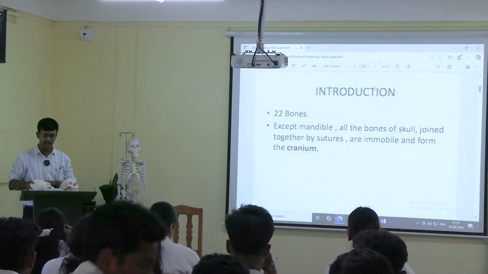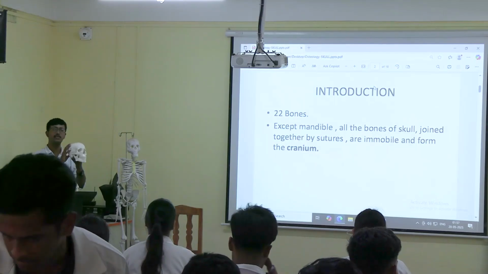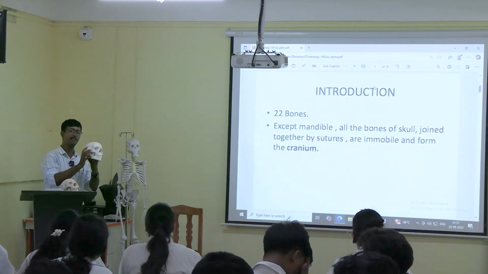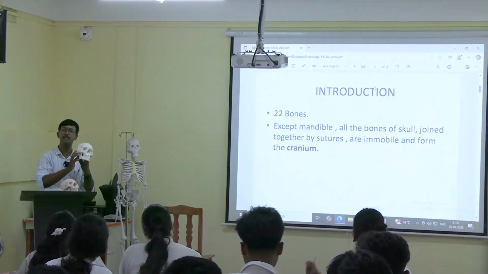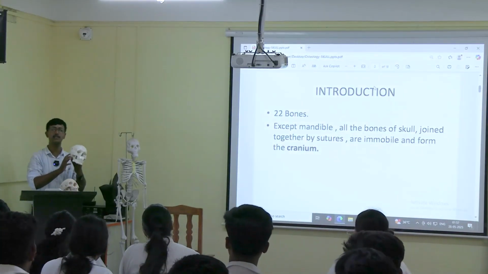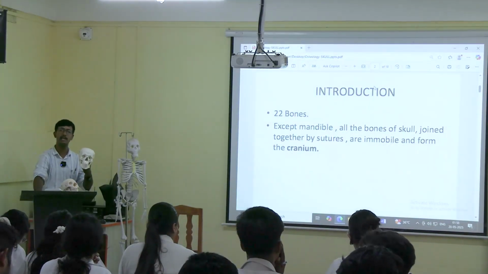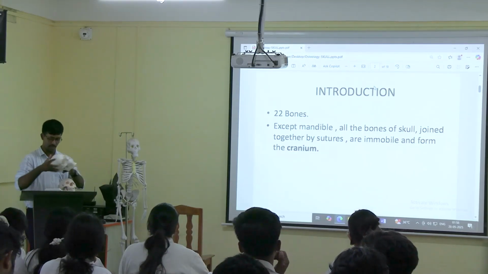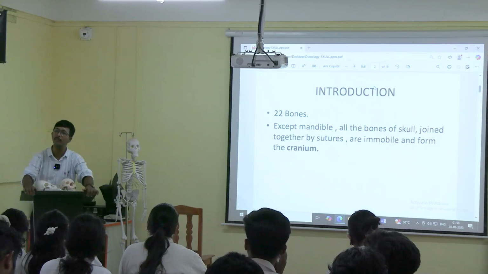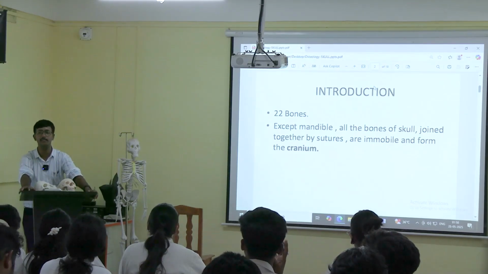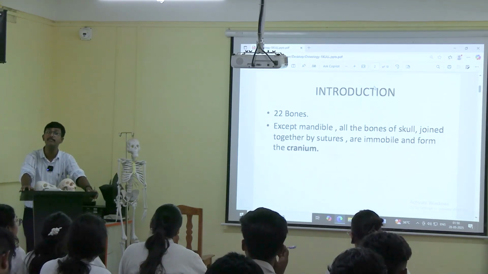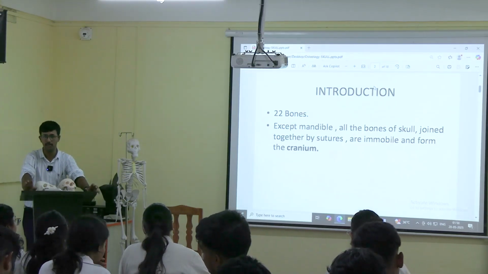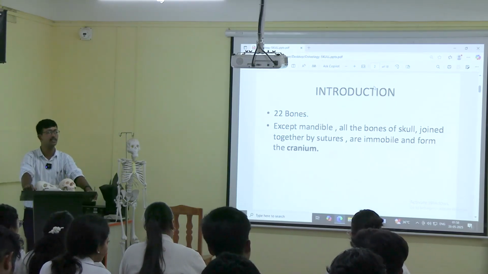So basically the skull bone in total has 22 bones. In total it has 22 bones except the ear ossicles. Can you tell me the names of the ear ossicles? So malleus, incus and stapes. These are the ear ossicles. Now, can you tell me where these ear ossicles are present? Not in the inner ear. Middle ear. Okay, so the ear ossicles are present in the middle ear.